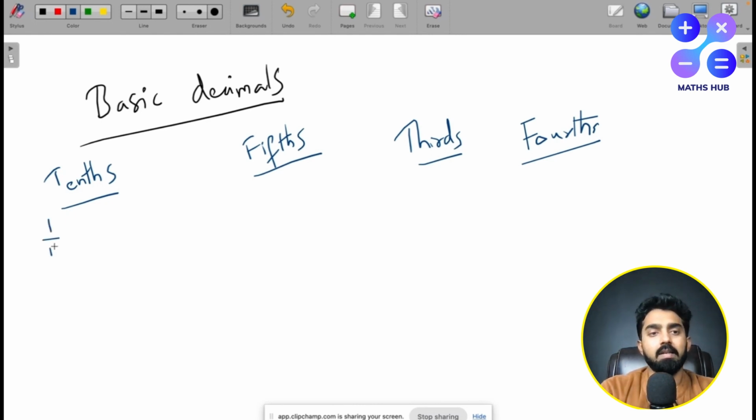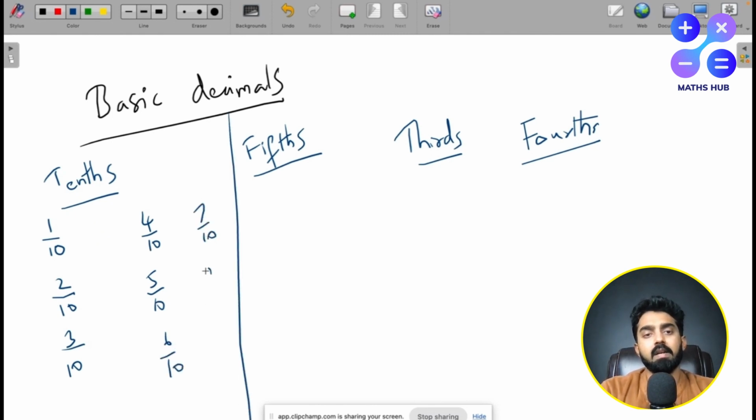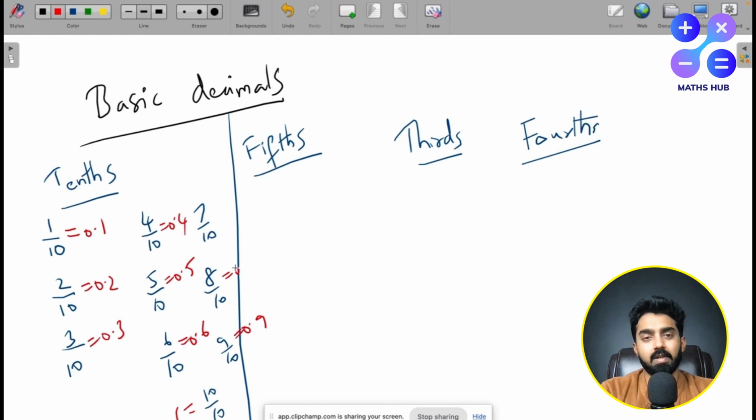So let's say you have 1 by 10, you have 2 by 10, 3 by 10, 4 by 10, 5 by 10, 6 by 10, and so on, 7 by 10, 8 by 10, 9 by 10, 10 by 10. Remembering all these is very simple. So you convert this to a decimal: this is 0.1, this is 0.2, this is 0.3, this is 0.4, 0.5. This is very useful. You have to know these by heart, basically. It should be at the back of your hand. 0.7. Now what about fifths?